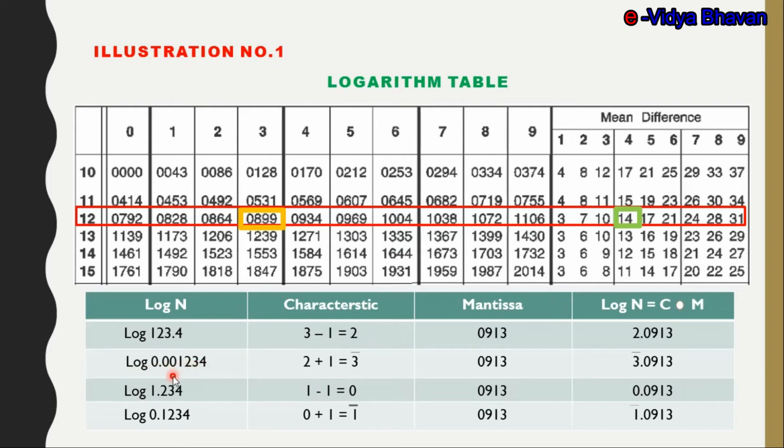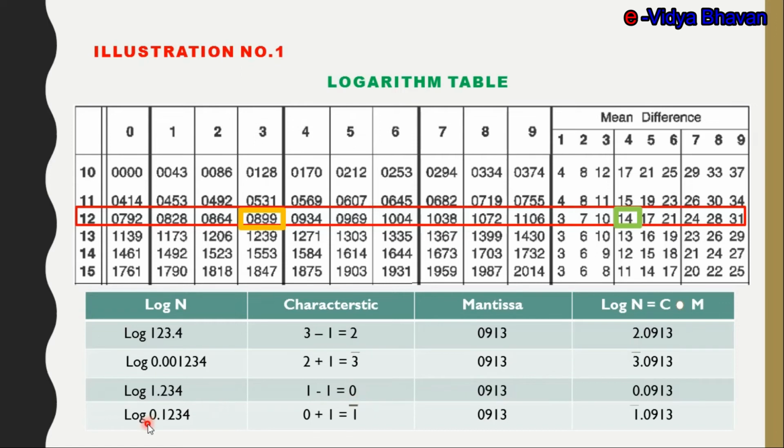Again in the second example, if you see 0.001234, this is a number less than 1. So this will apply rule number 2. And you see after decimal immediately we are having 2 zeros. That is 2 plus 1 equal to 3 bar. If you see the third example, log 1.234, before the decimal we have only one number. So rule number 1 will apply here. So 1 minus 1, 0. So 0 is the characteristic.